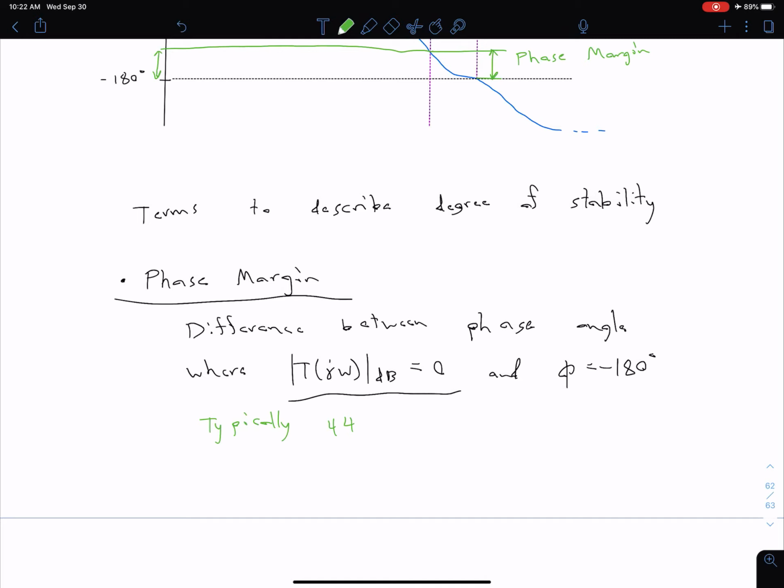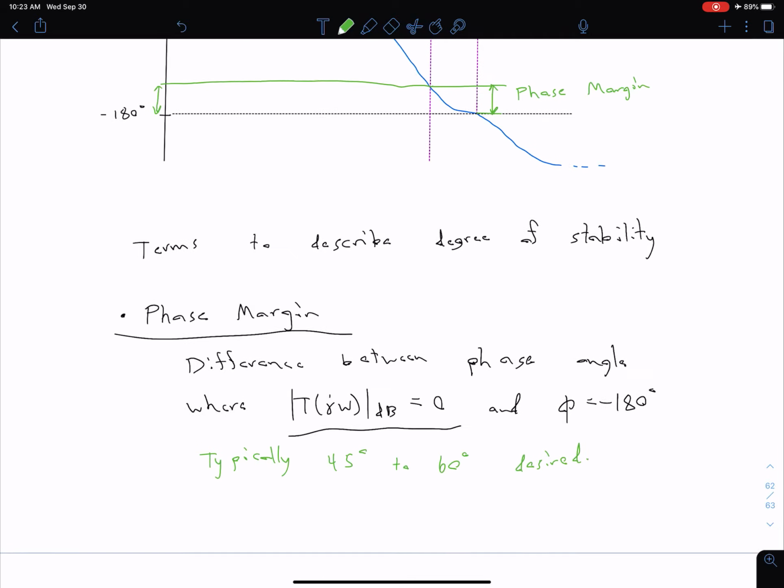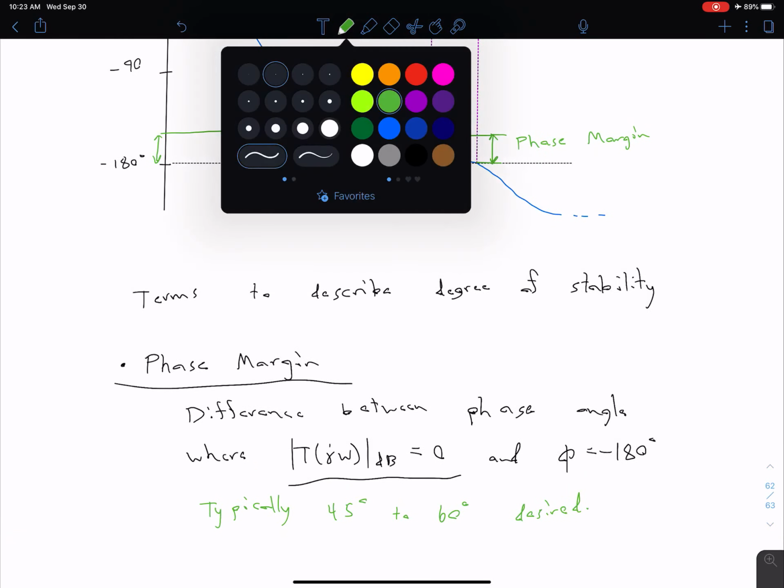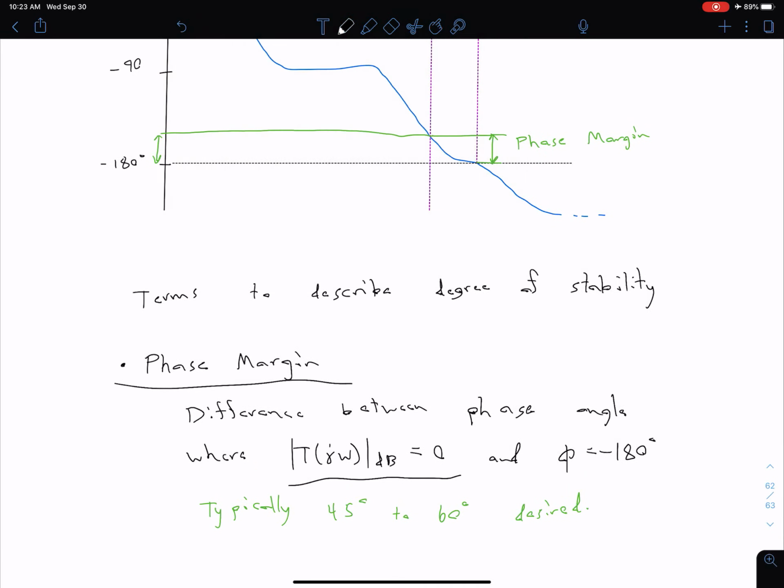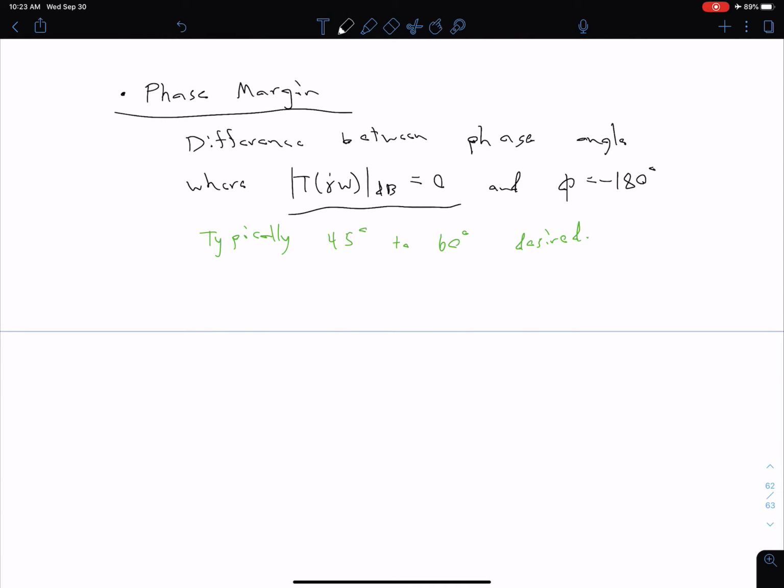Typically 45 to 60 degrees are desired values, because again, that's going to give you a safety margin in terms of you can adjust your system a little bit and still remain stable. So the other metric we have is our gain margin.